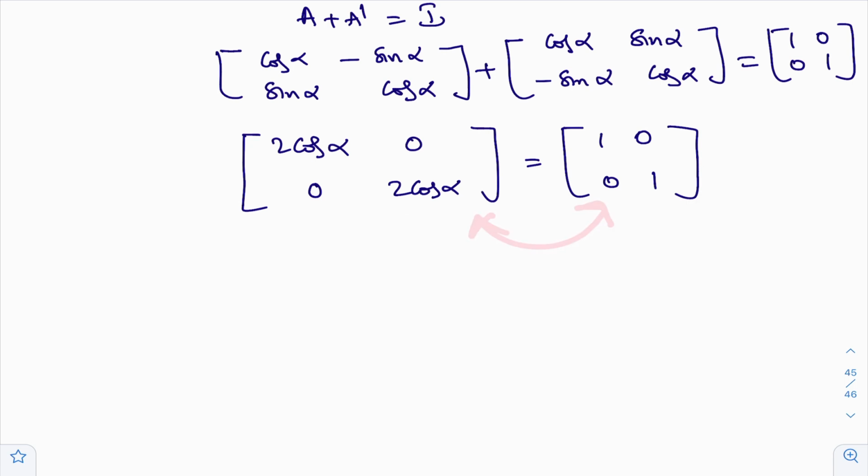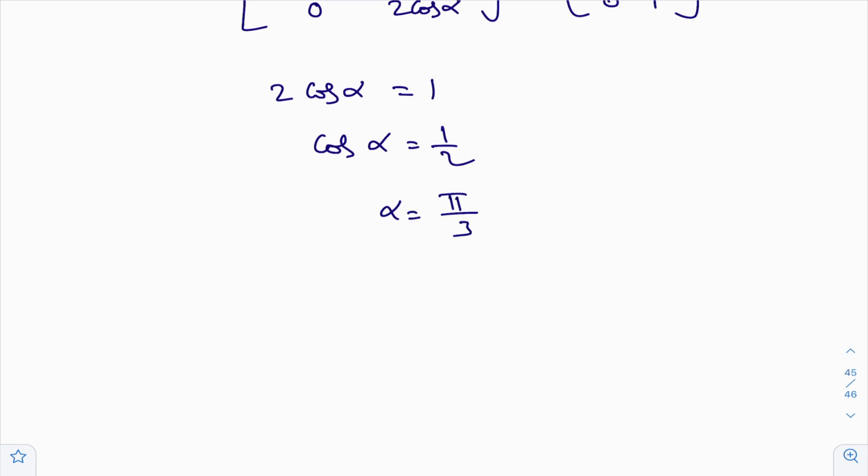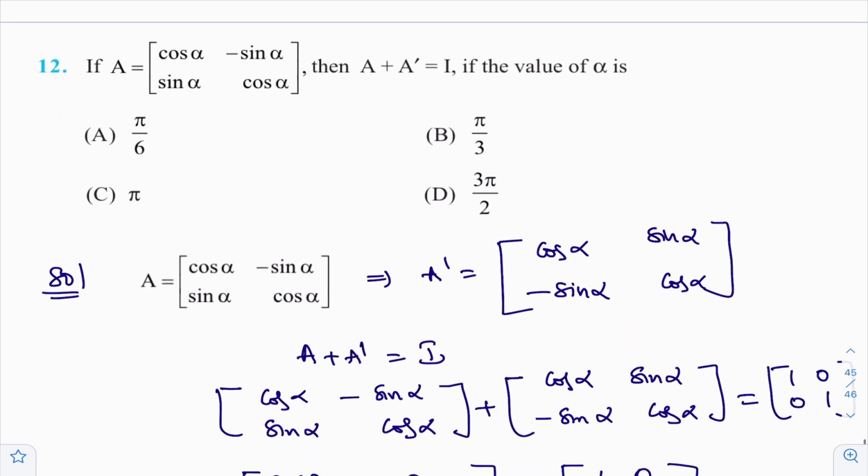So these two matrices are equal. If these two matrices are equal, we can equate the corresponding elements, right? 2 cos alpha equal to 1. What is cos alpha from this? Cos alpha equal to 1 by 2. Trigonometry, you learn trigonometry table in 10th standard as well as in first PUC. What is alpha? 60 degrees. 60 degrees means pi by 3. Pi by 3 option is there in this? Yes, pi by 3 option is there.